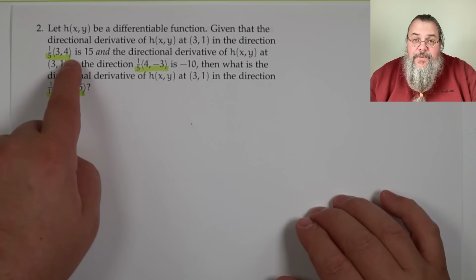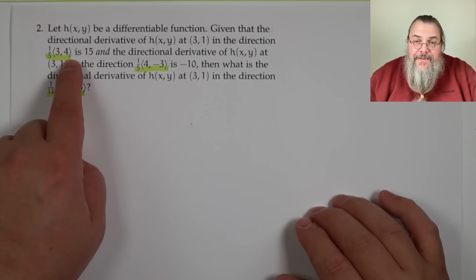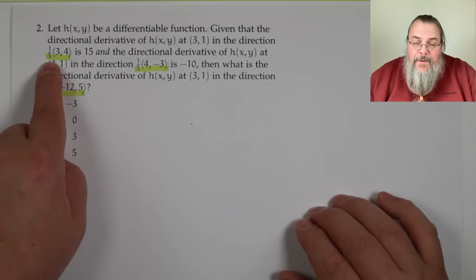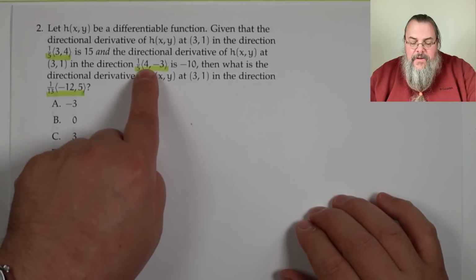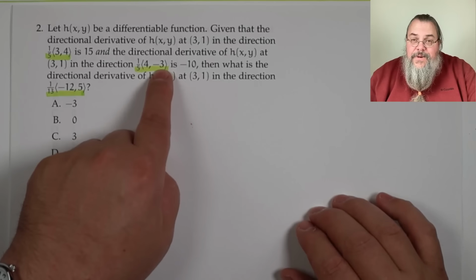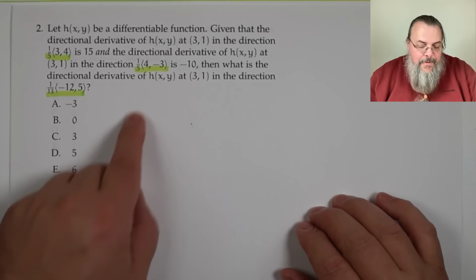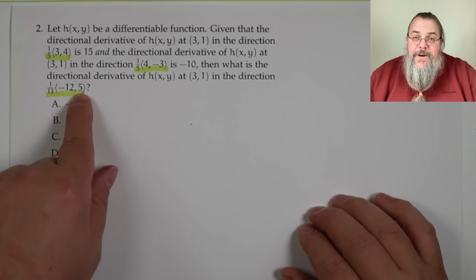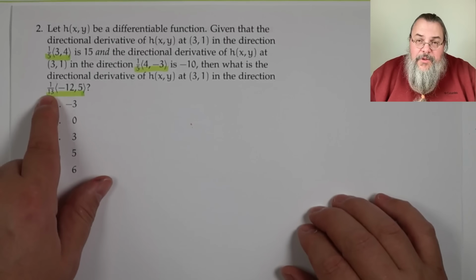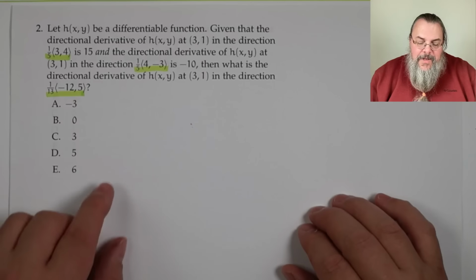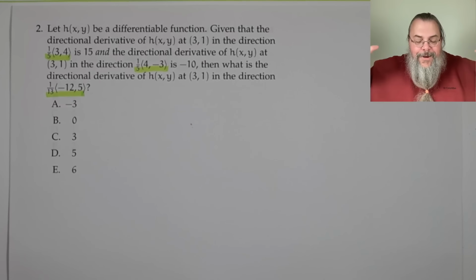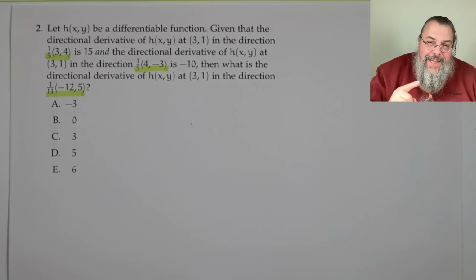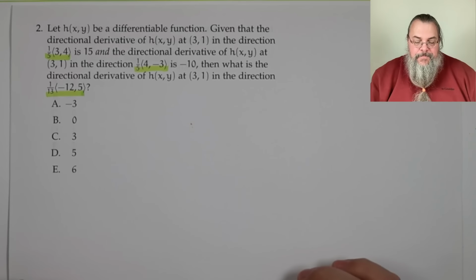3 squared plus 4 squared is 25. And then divide by 5 squared, which is 25. That's 1. 4 squared is 16 plus negative 3 squared is 9. It's 25. Divided by 5 squared is 1. 12 squared, 144. Plus 25 is 169. Divided by 13 squared, which is also 169, is 1. All right, so we got unit vectors. Nice. That makes our job a little bit easier.